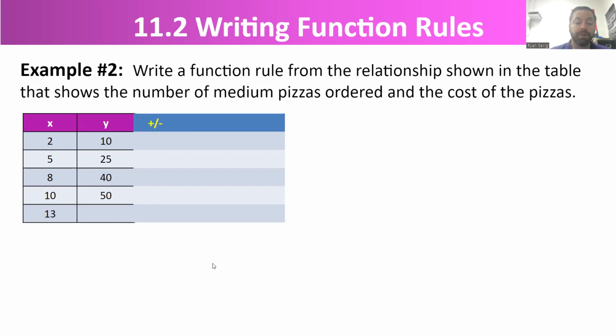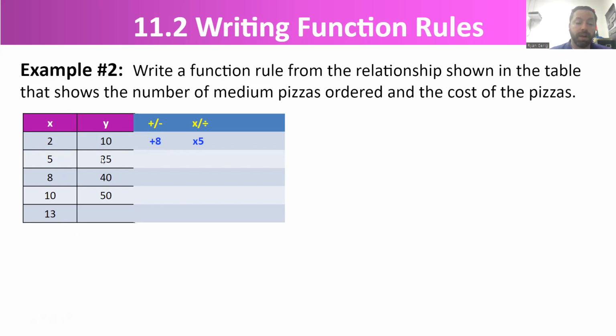So let's look at addition and subtraction. How do I get from 2 to 10? Well, I would add 8. Okay, cool. How do I get from 2 to 10 using another operation, say multiplication? I would multiply by 5. 2 times 5 is 10. Well, let's go to the next point.